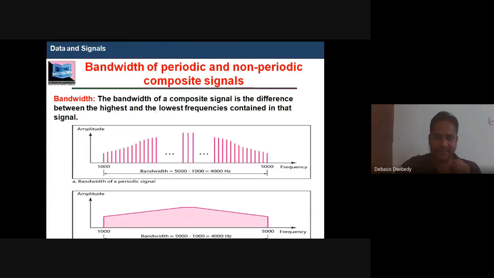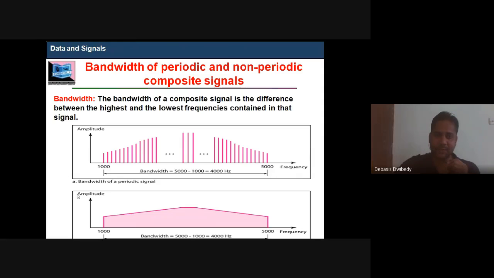If our signal is periodic, then if we decompose it, it will show simple sine waves having discrete frequencies. So here, see, the frequency is ranged from 1000 to 5000 in this frequency domain plot. Here we will discuss another concept: what is the bandwidth of periodic and non-periodic composite signals. In networking and data communication we study two types of bandwidth: one is bandwidth in hertz and the other is bandwidth in bits per second. Now we will discuss bandwidth in hertz.